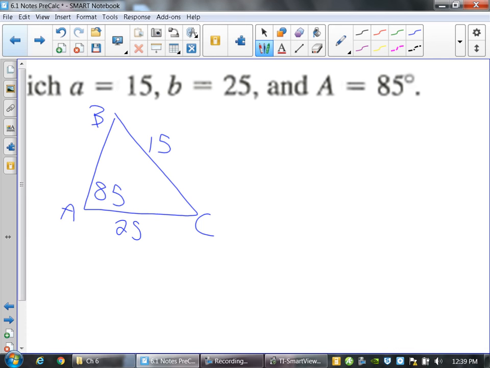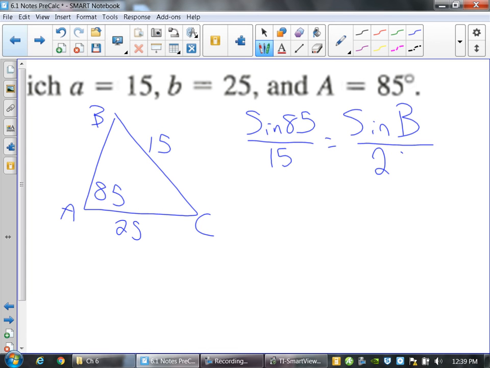Which angle is this forcing you to find first? It's forcing you to find angle B again. So we do the sine of 85 over 15 equals the sine of angle B over 25. Set it up, you get 25 sine 85 divided by 15 is the sine of angle B.